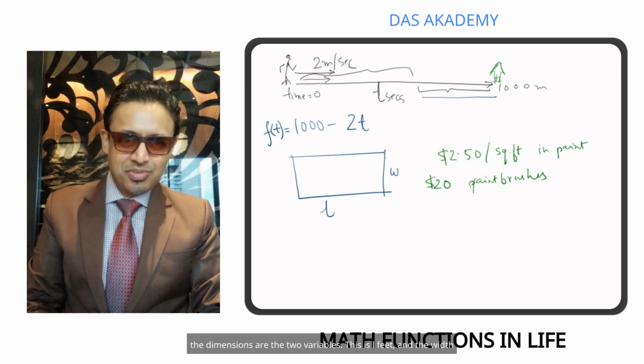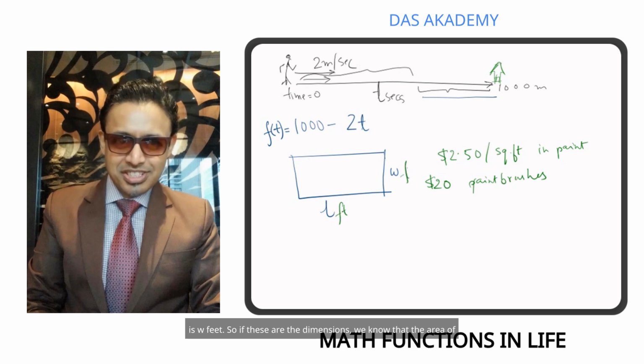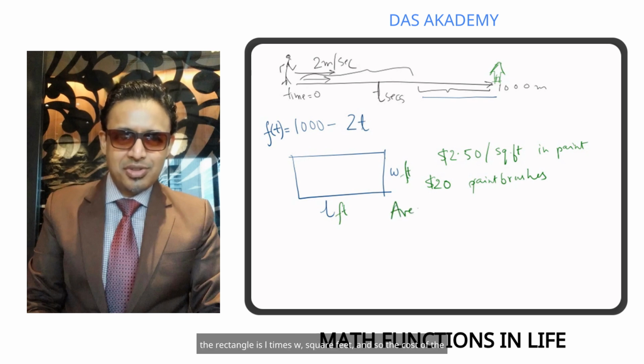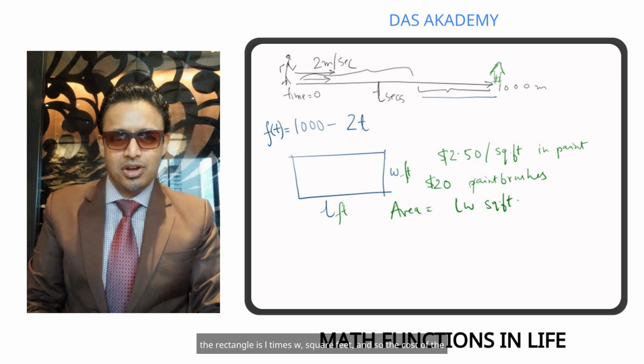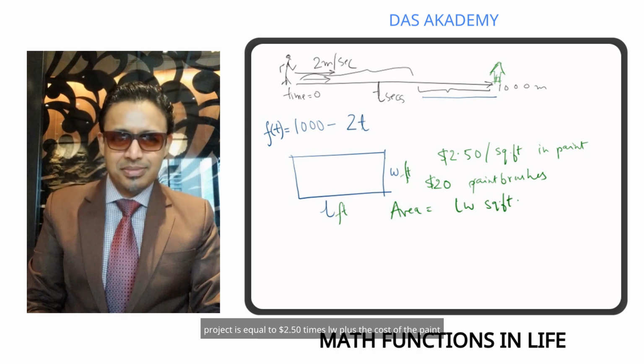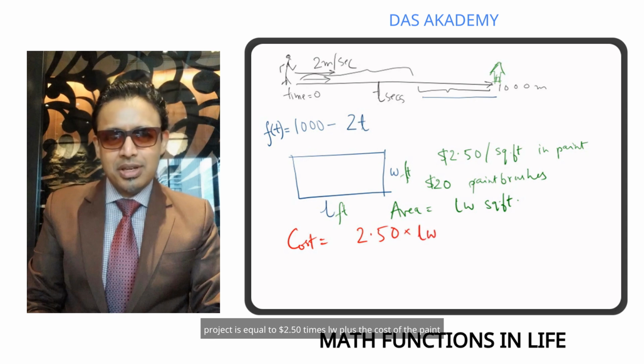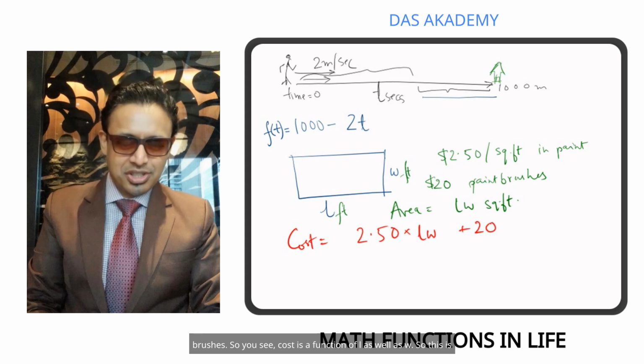And the dimensions are the two variables. This is L feet and the width is W feet. So if these are the dimensions, we know that the area of the rectangle is L times W square feet. And so the cost of the project is equal to $2.50 times LW plus the cost of the paint brushes. So you see, cost is a function of L as well as W.